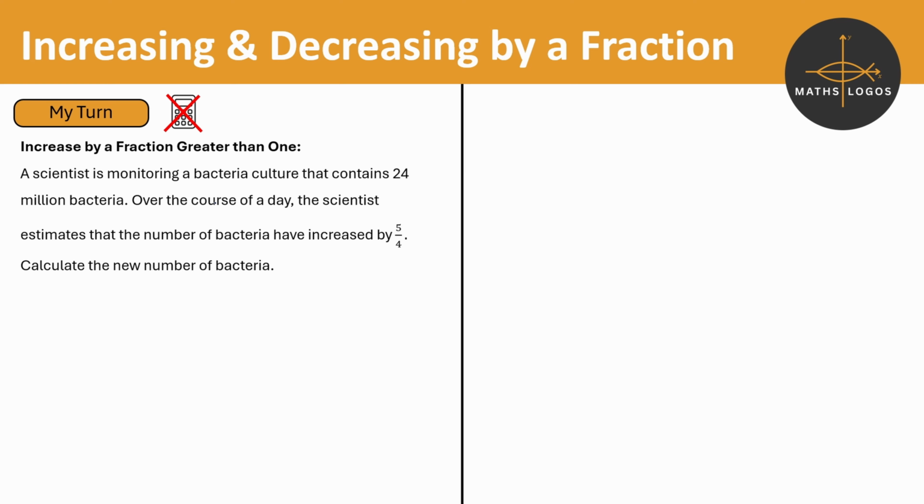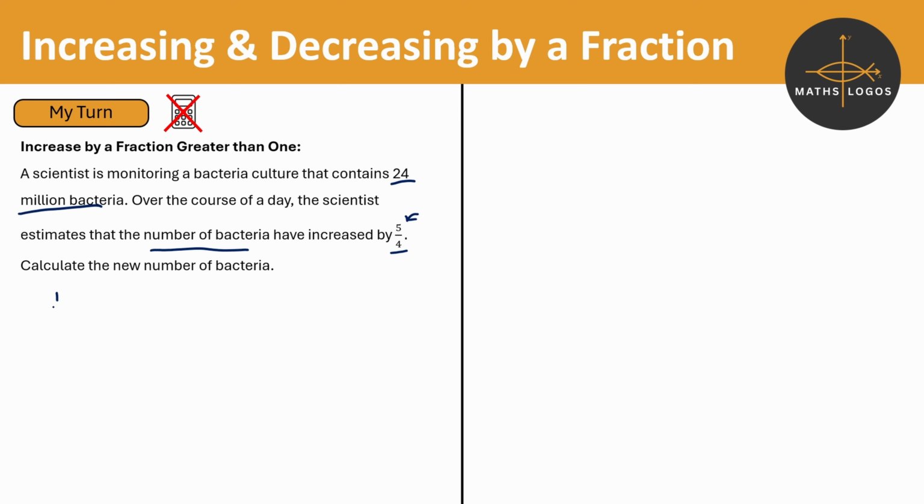A scientist is monitoring a bacteria culture that contains 24 million bacteria. Over the course of a day, the scientist estimates that the number of bacteria have increased by 5/4. Calculate the new number of bacteria. If we know that the number of bacteria have increased by 5/4, we want to work out 5/4 of the original bacteria, which was 24 million.